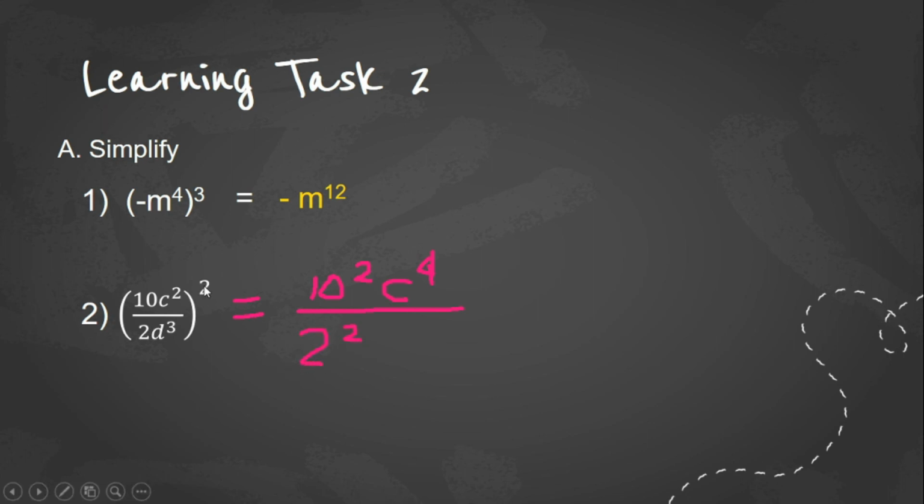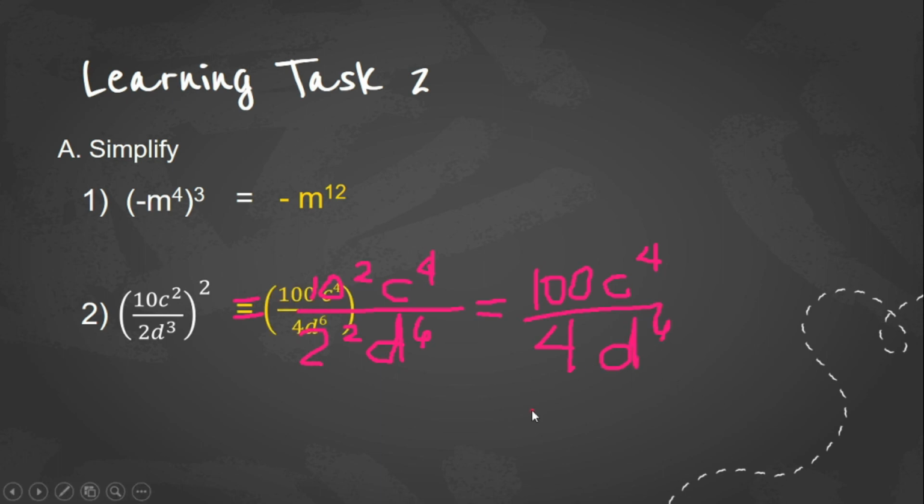D naman has a cube, or exponent of 3, and may power pa na 2. So 2 times 3, that is 6. And then we have here 10 times 10, because 10 raised to 2 is 100, and C raised to 4, all over 2 times 2, that is 4, and then D raised to 6. So that will be our answer: 100C raised to 4 over 4D raised to 6.